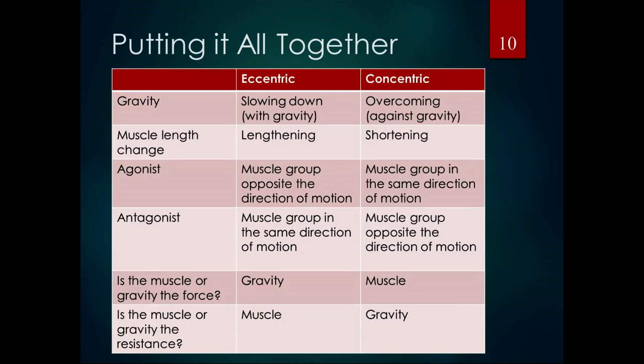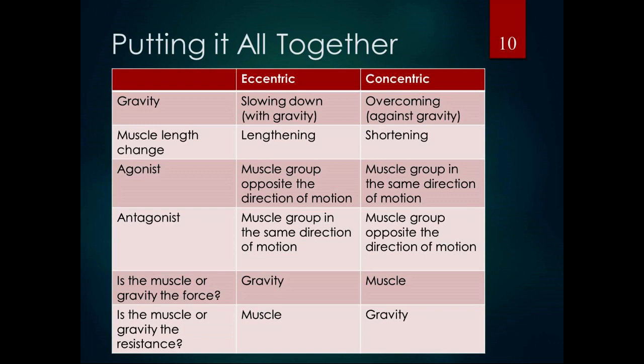So to sum this all up, we're going to look at eccentric versus concentric contractions. So with regard to gravity, eccentric contractions are always slowing down gravity. They're going with gravity, in the direction of gravity. Concentric contractions are overcoming gravity. They're going against gravity. Eccentric, the agonist muscle is always lengthening to put the brakes on, slow down the pull of gravity. Concentric contraction, the agonist muscle is always shortening.